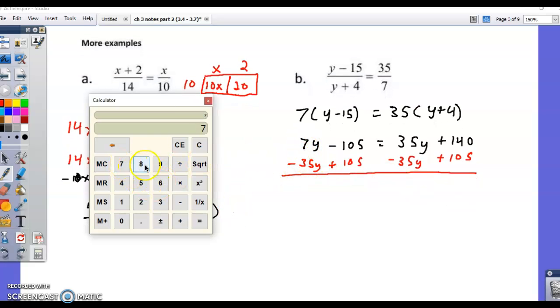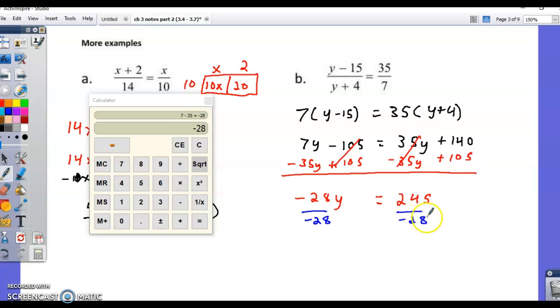So 7 minus 35 gives us a negative 28y. So those are like terms. These add up to 0. These add up to 0. So equals 140 plus 105, that's going to be 245. Now we can take this and divide by negative 28, and I get y equals, because these negative 28s equal 1, and then I have 245 divided by negative 28. It gives me negative 8.75.